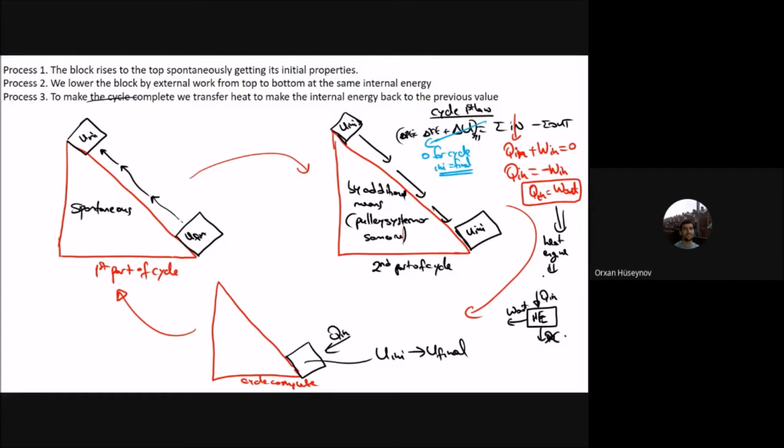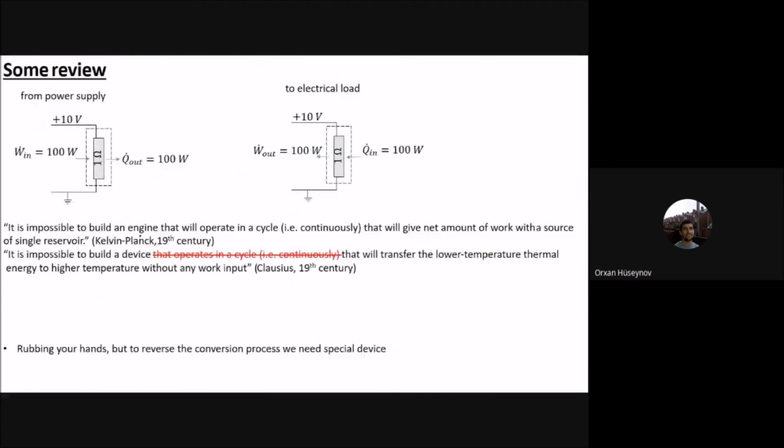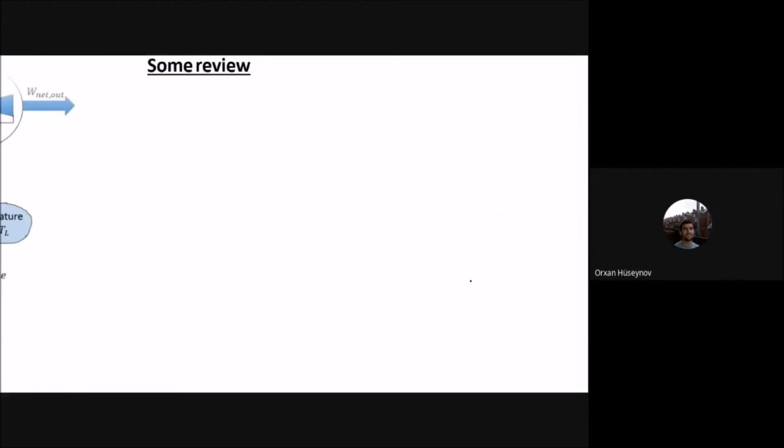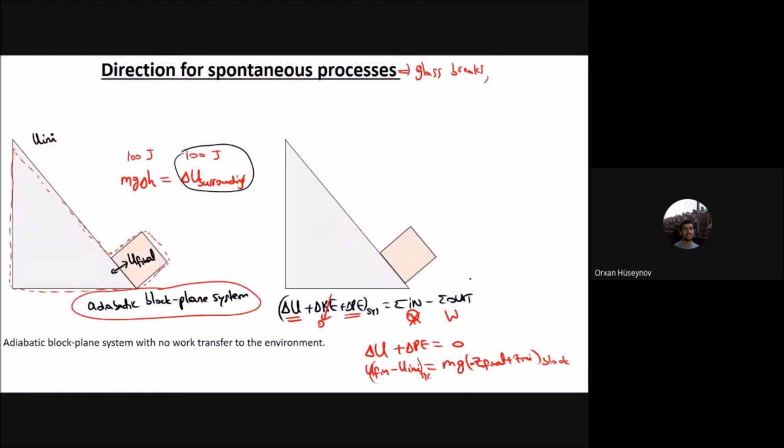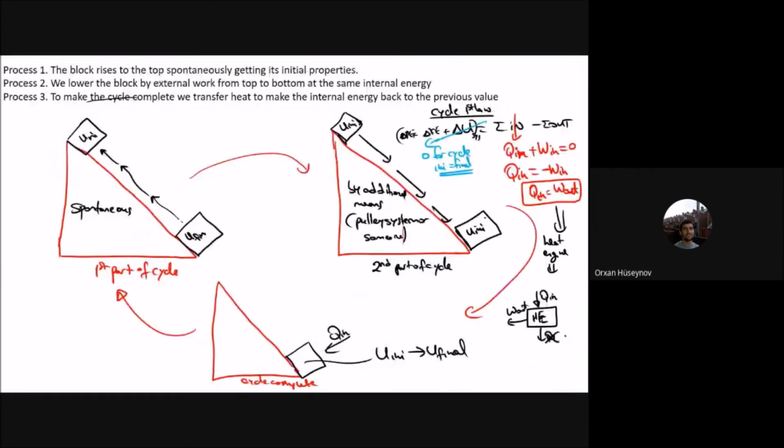Because let's go back to the Kelvin-Planck statement. The Kelvin-Planck statement says that it is impossible to build an engine that will operate in a cycle. So there cannot be a cycle that will give a net amount of work with a source of a single reservoir. You see, that is the impossibility of the process. So therefore, in one of these systems, there is a process that cannot be possible, which is, by experiment, this one.